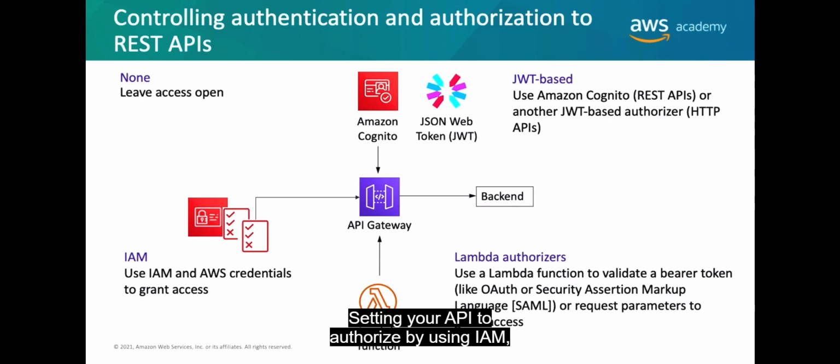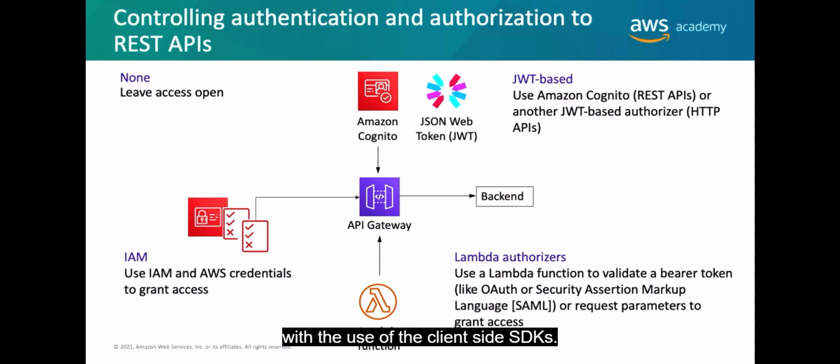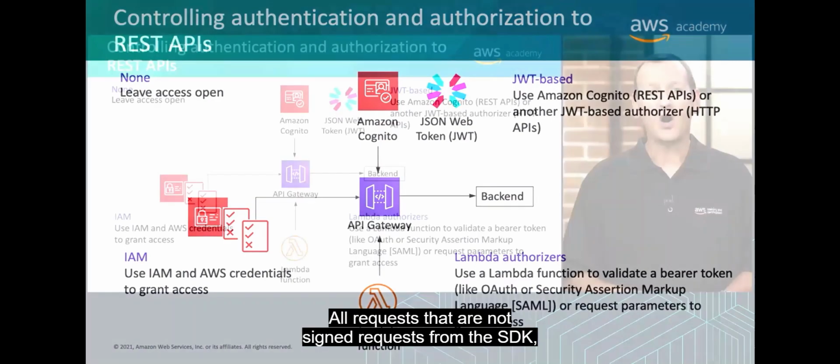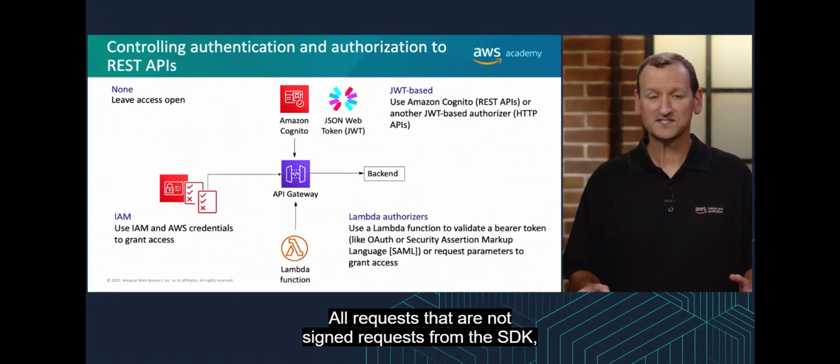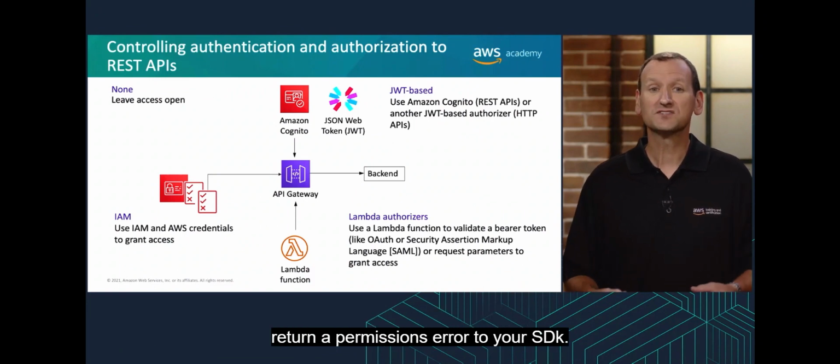Setting your API to authorize by using IAM means your client application is using IAM credentials. Usually, these credentials are temporary ones with the use of the client-side SDKs. All requests that are not signed requests from the SDK return a permissions error to your SDK.